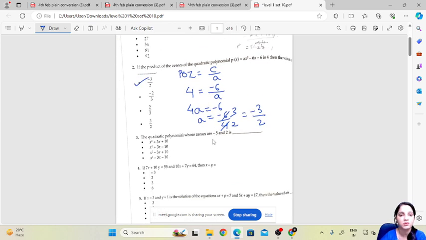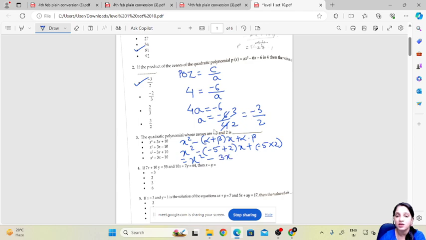Then the quadratic polynomial whose zeros are minus 5 and 2 is, first of all you need to know one formula, that is x square minus (alpha plus beta) into x plus alpha into beta. Now x square minus alpha is minus 5 plus beta is 2, into x plus alpha into beta is minus 5 into 2, because alpha and beta are the two zeros. X square minus 5 plus 2 is 3x, minus 5 into 2 is minus 10, is the answer.